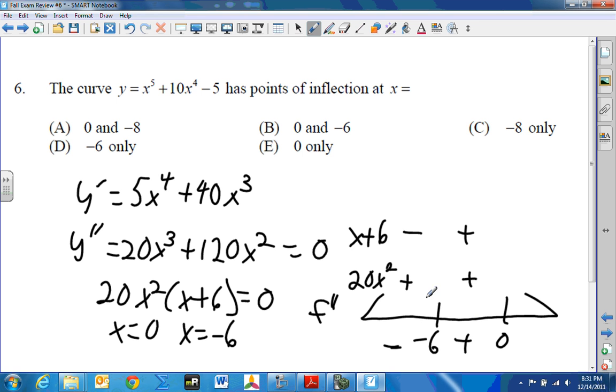So the concavity does change at negative 6. We know negative 6 does work. Now if we plug in a number larger than 0, this is still positive and that is positive, which means that the concavity does not change at 0. So negative 6 is our only point of inflection.